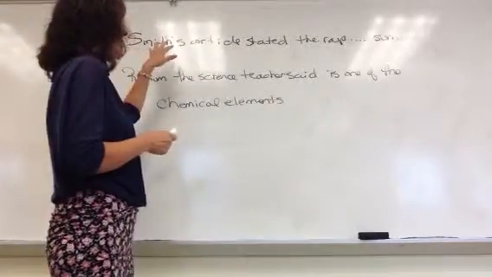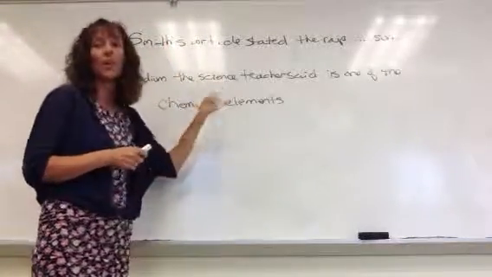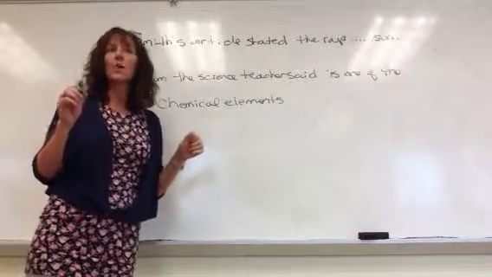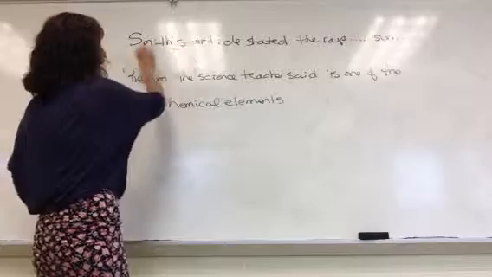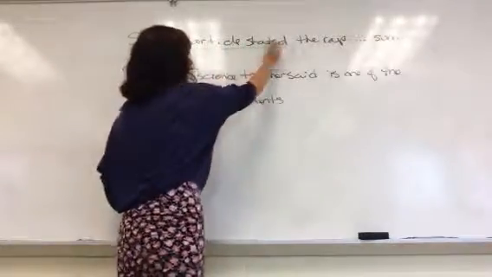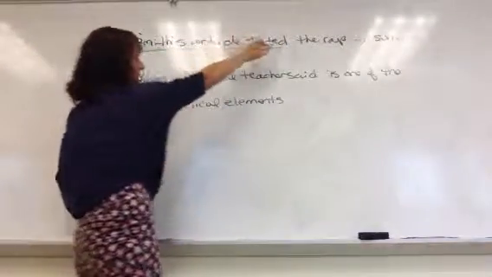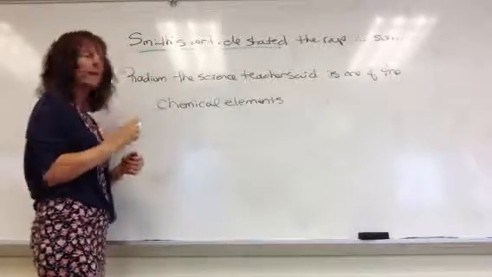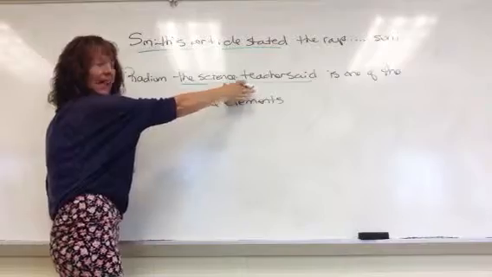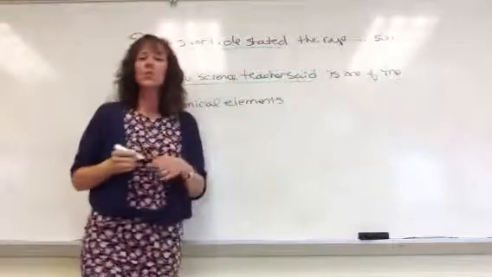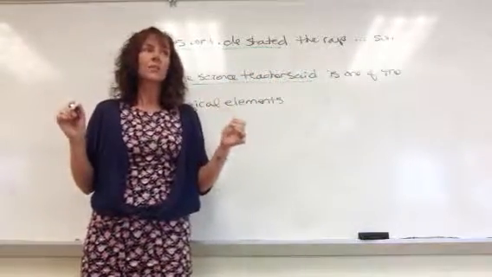The first and second one here are written on the board. And the first thing I want you to do is underline the signal phrase. So let's figure out the signal phrase. The first one is Smith's article stated. Okay, there's the noun, Smith, stated the verb. In the second one, it is the science teacher said. You have the science teacher, that's the noun, and then said is the verb. So those are our two signal phrases.